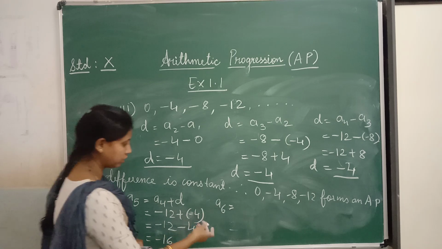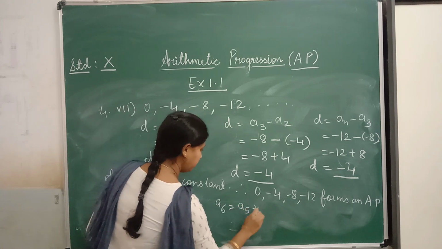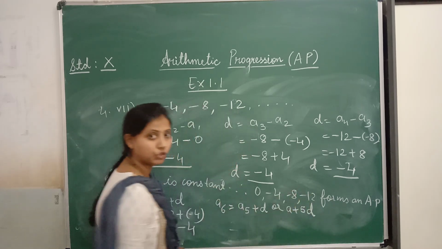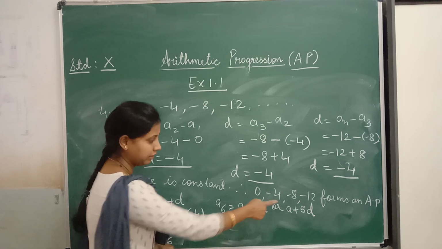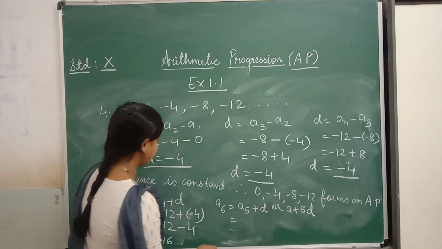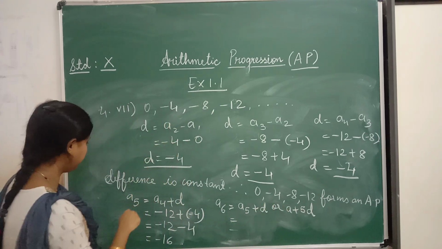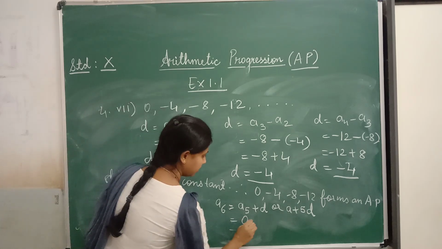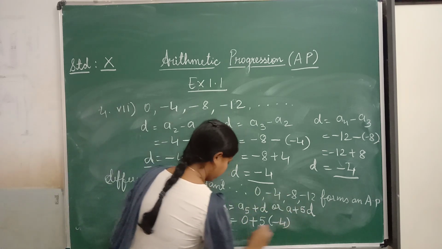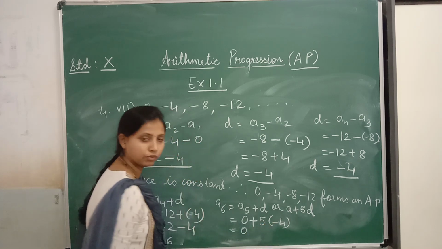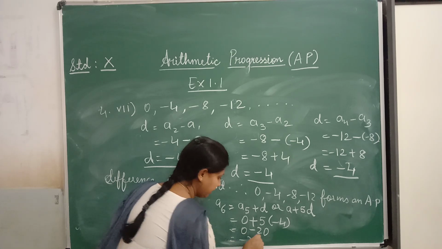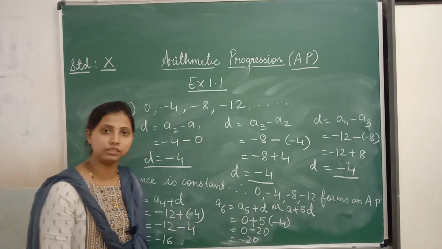A6 you can also write as the 5th term plus the difference, or you can also write A plus 5D, the general form of the AP. Even that can be used. So I will use this and show you now. The first term is 0, so 0 plus 5 into D. D is minus 4. 5 into minus 4, 5 fours are 20, so it is minus 20. So 0 minus 20 is minus 20. So the next term of the AP is minus 20.